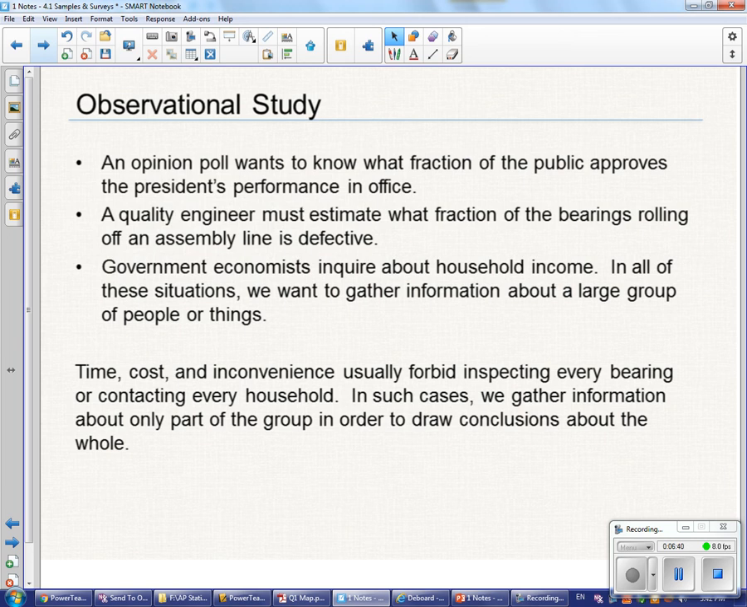In all of these situations, we're just gathering information about a large group of people or things without really changing anybody's mind. We're just looking for the information that already exists. The problem is time, cost, inconvenience would make it very difficult for me to interview everyone or to inspect every bearing coming off the assembly line. So in such cases, instead of talking to everyone in my population, I would simply gather information from a part of the group in order to draw conclusions about the whole. And that really is the purpose of an observational study.